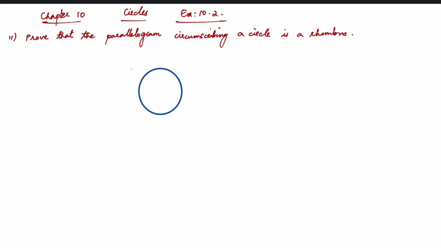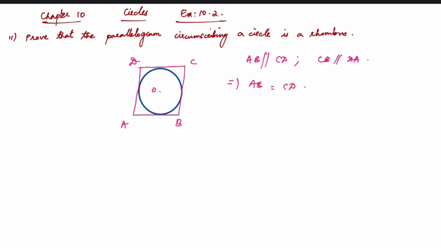Let's draw a parallelogram circumscribing the circle. Let the center of the circle be O and the vertices be A, B, C, D, such that AB is parallel to CD and CB is parallel to AD, which gives us AB is equal to CD, as this is a parallelogram. Let this be equation 1.